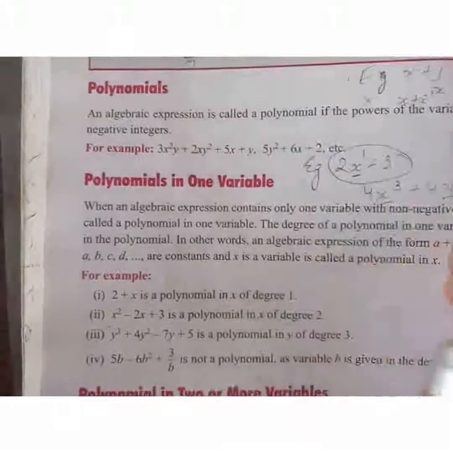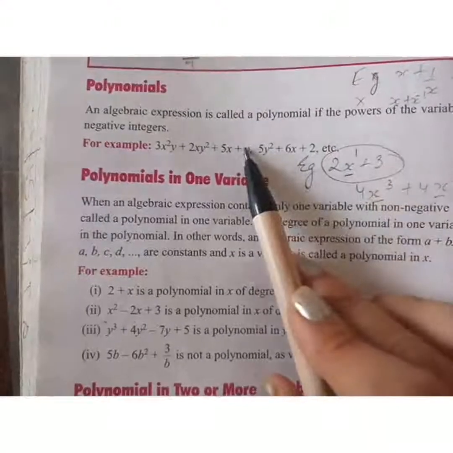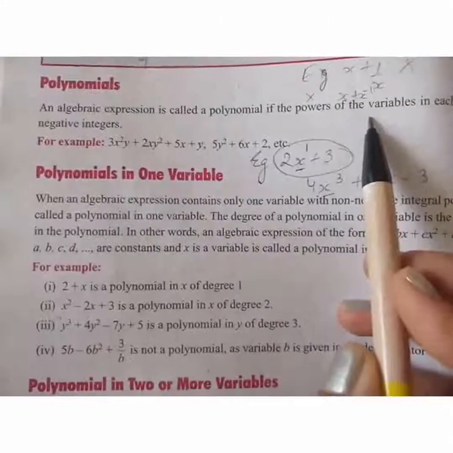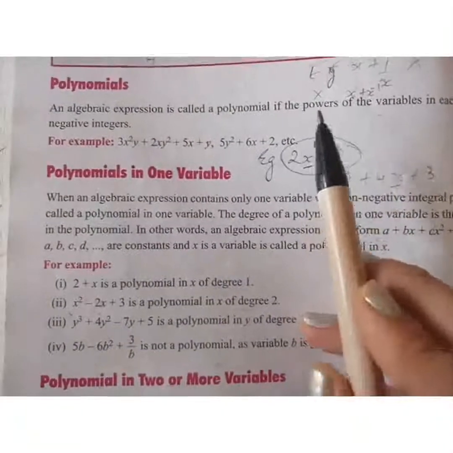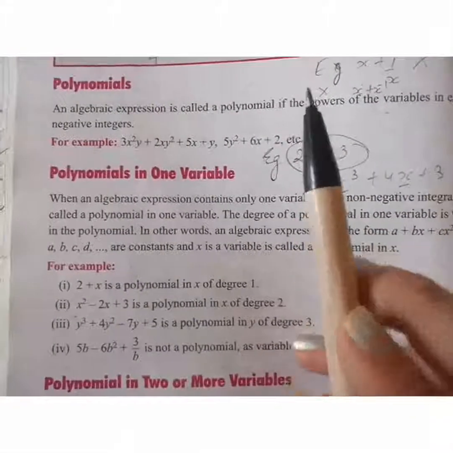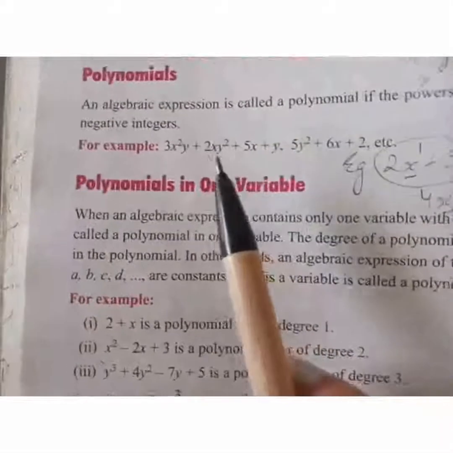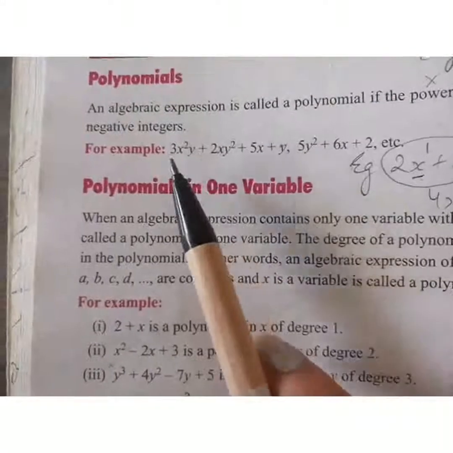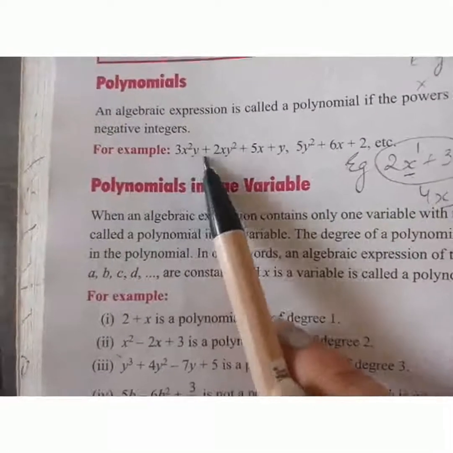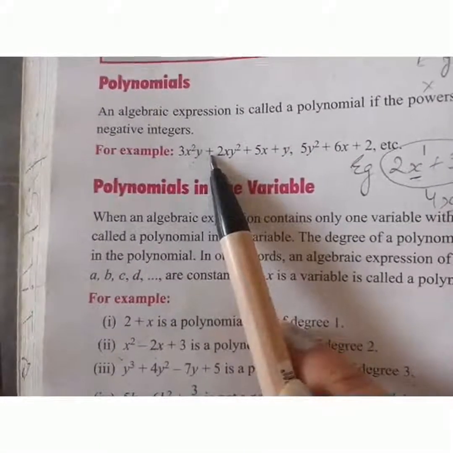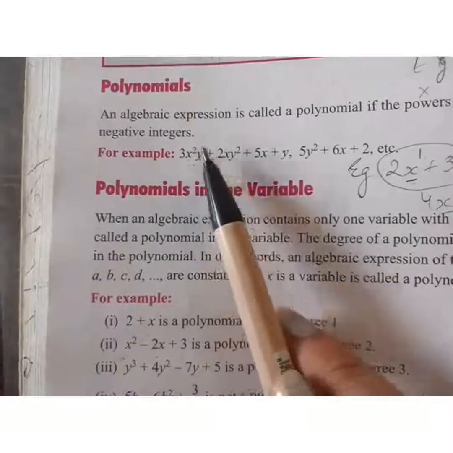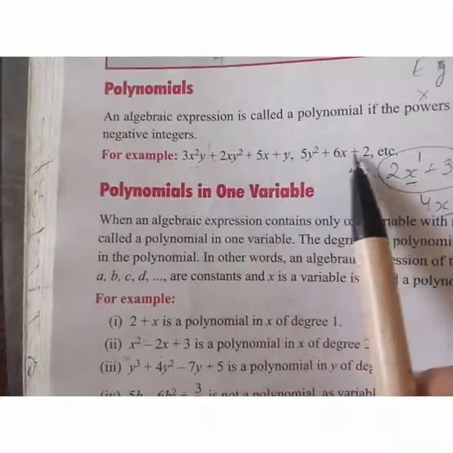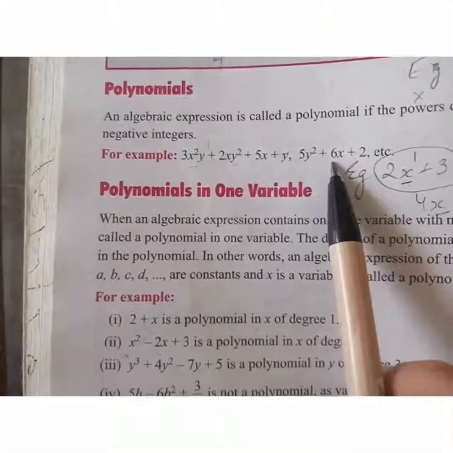What are polynomials? Polynomials are algebraic expressions in which the powers of the variables, meaning whatever is written on top of the variable, should be positive. Non-negative means that it should be positive. Examples are already given in your book, such as 3x square y. This is a combination of two variables, x and y. All powers are positive. x has power 2 and y has power 1. So all these examples have positive powers.